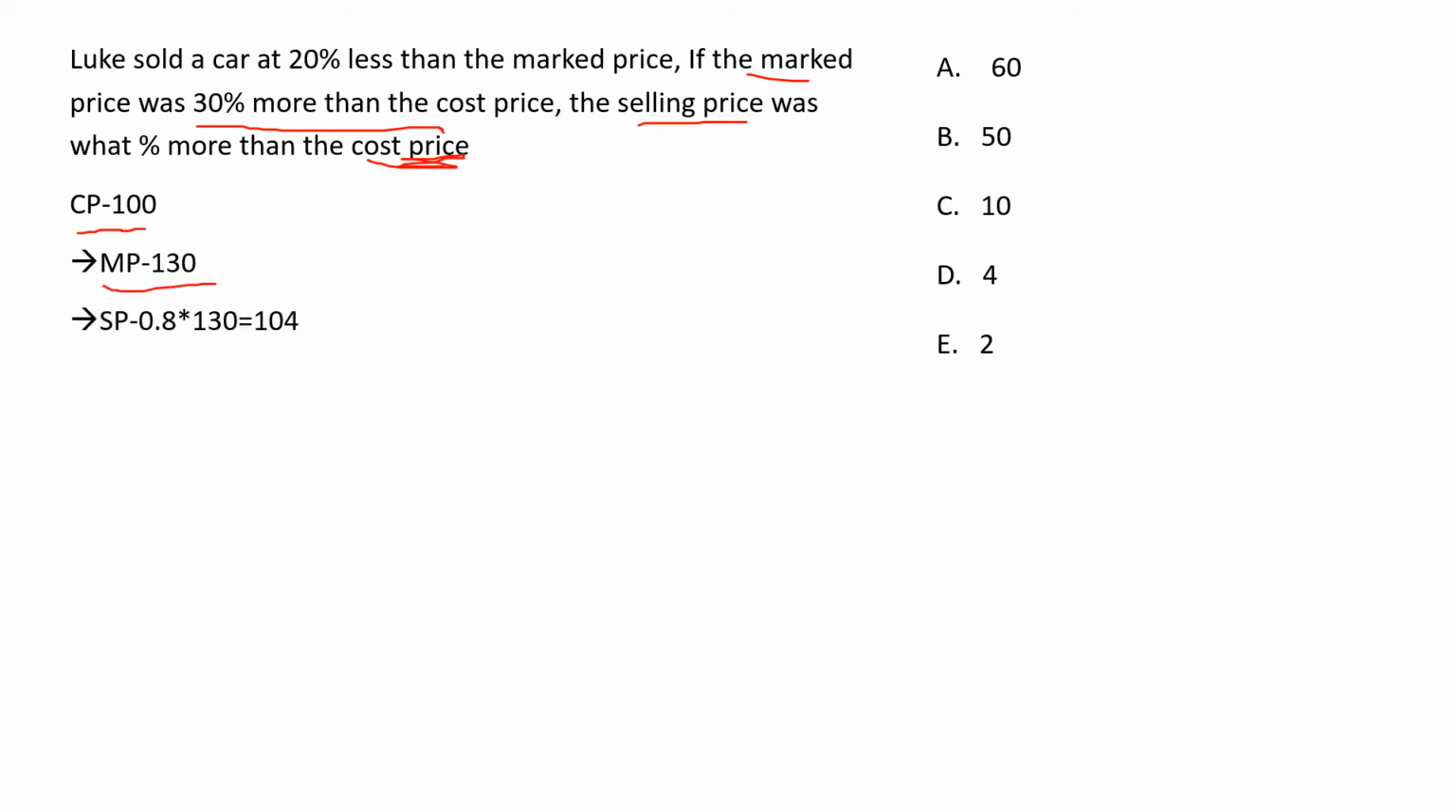Now here we have that the car was sold at a selling price 20% less than marked price, so the selling price is 20% less, that is 0.8 times the marked price, that is 130, that comes out to be 104, right? So that is 4% higher than 100, which is our cost price, right? So assuming the value as 100, we've simplified our calculations and reached our answer quicker.